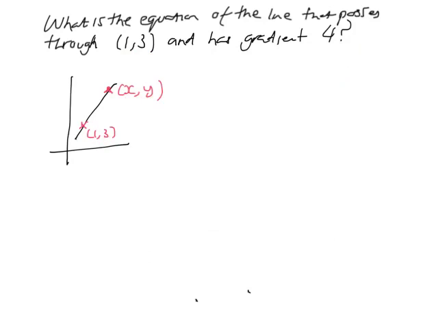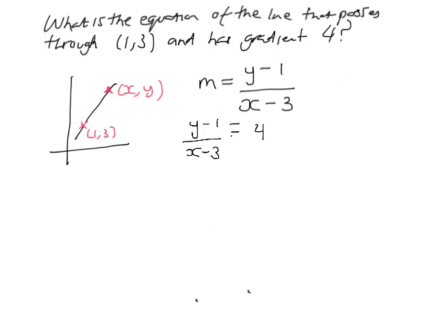We know from our definition of the gradient that m is equal to the difference in y. So this is going to be y minus 3 over the difference in x, x minus 1. But here we're told that the gradient is actually equal to 4. So we end up getting the equation y minus 3 over x minus 1 is equal to 4.